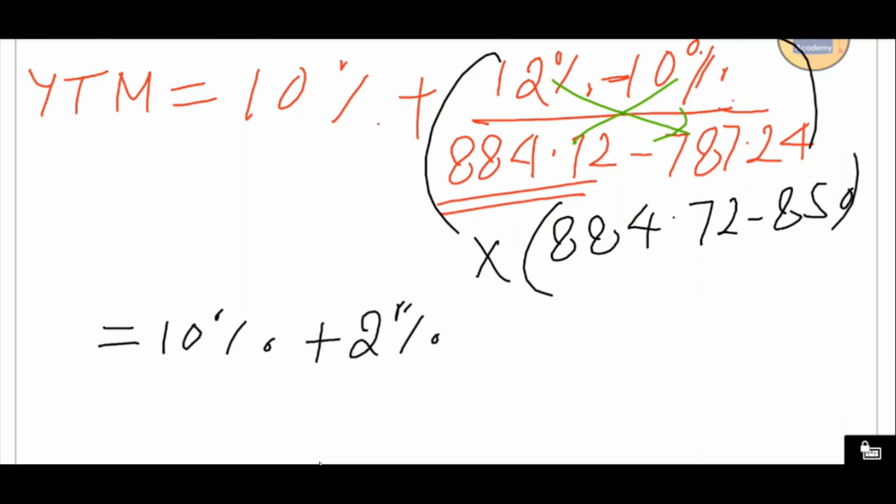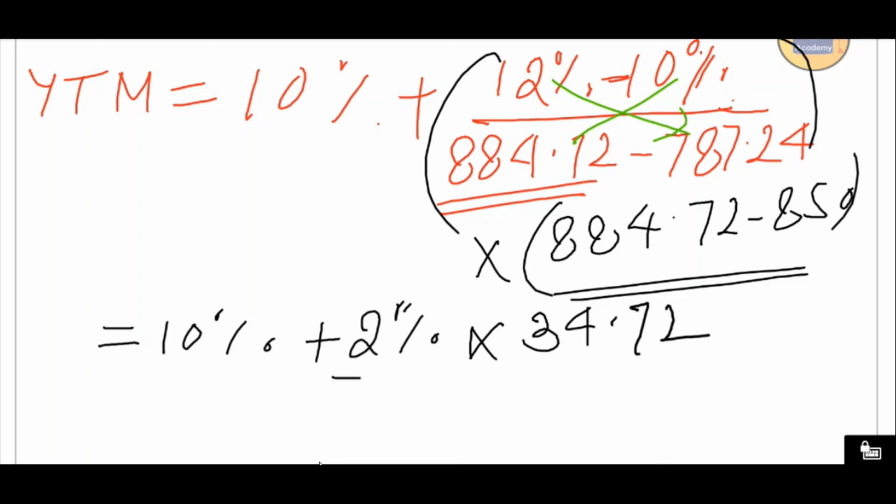Now 884.72 minus 850, because this is coming in the numerator. What is the difference we are getting here? We are getting here 34.72. Divide by 884.72 minus 787.24. So we'll be getting here 97.48. This is 884.72 minus 787.24 at the denominator. Now divide here.